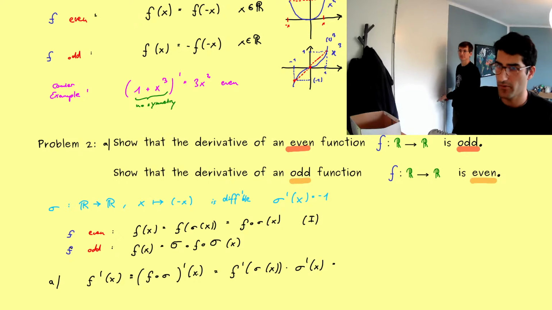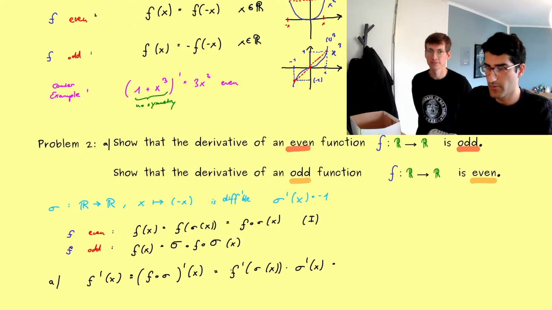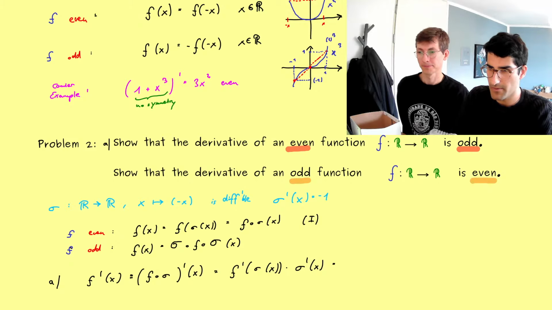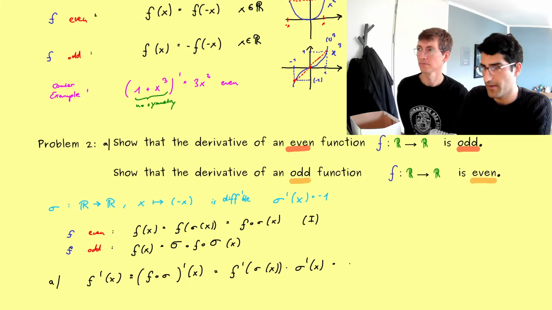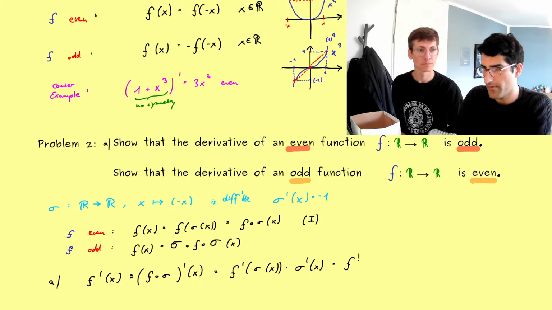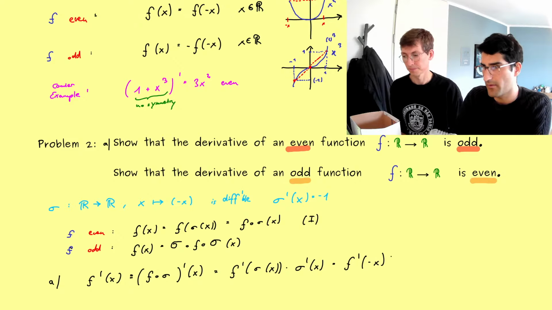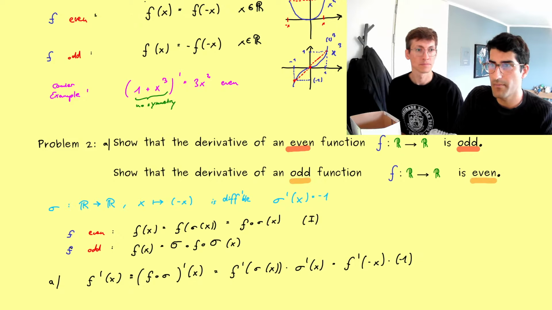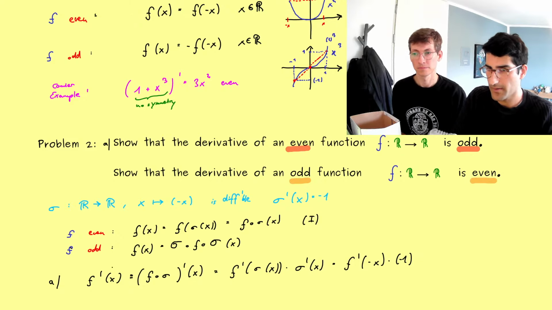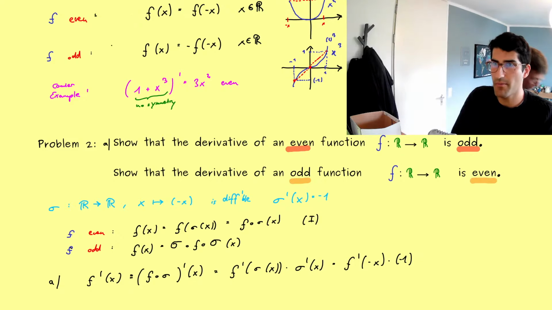All right. So now there are two different ways to write this, but maybe what we can do is just evaluate what the sigma does here. So f prime of sigma of x, where sigma of x is just minus x. And then sigma prime of x is also just minus 1. So we have minus 1 times f prime of minus x. And on the other side, we have f prime of x.